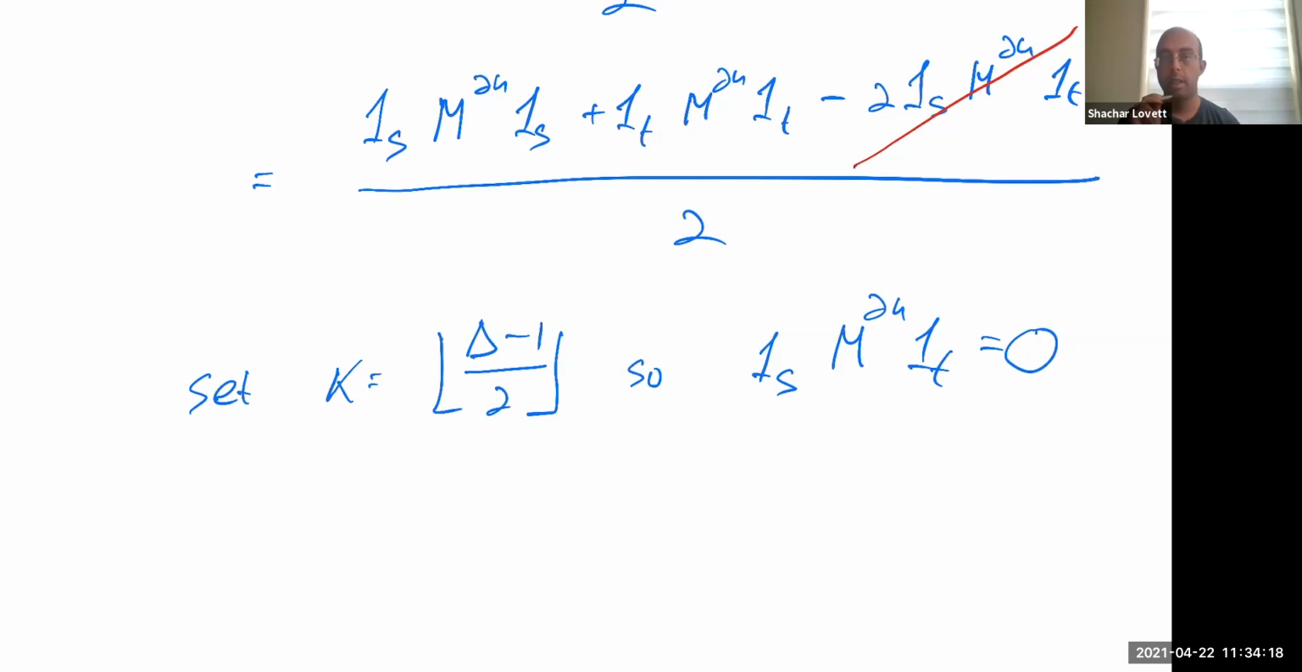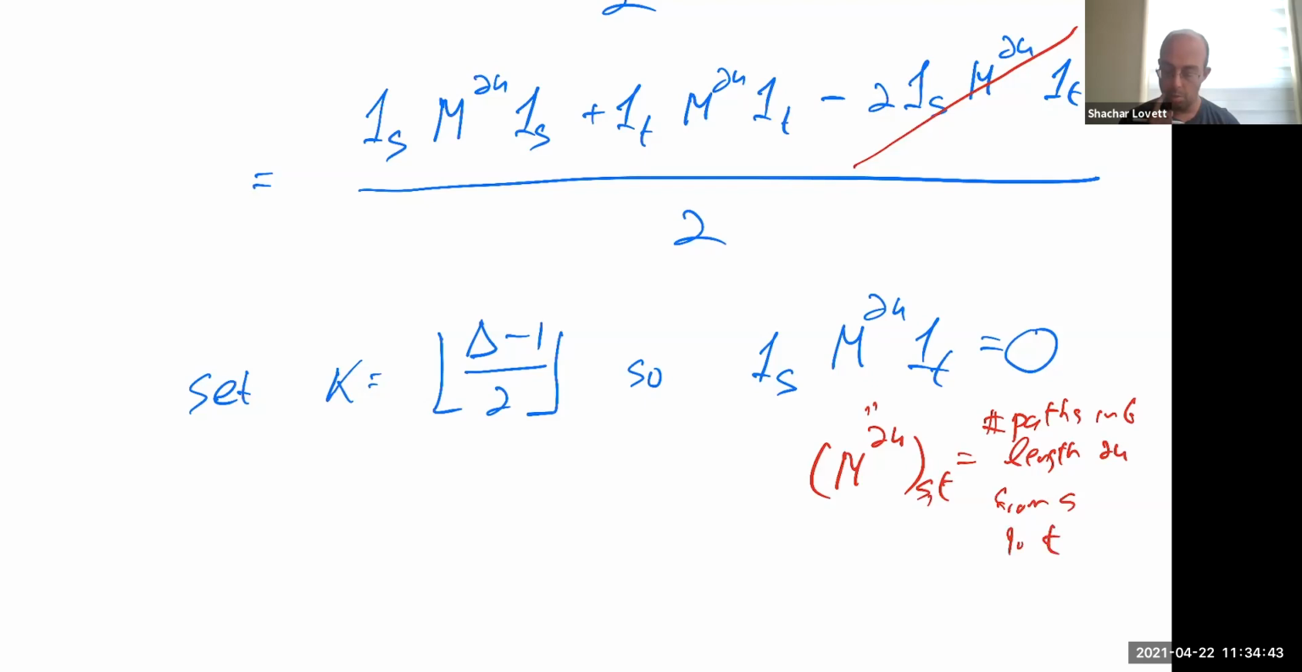Yeah, so what I said is that this matrix M to the power 2k at entries s and t is just the same as M^2k at entry st. This counts the number of paths in G of length 2k from S to T. But because the distance between S and T is more than 2k, there are no paths in this graph between S and T. So this value is 0.